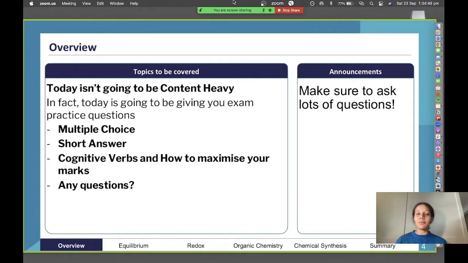You can see at the bottom we have our different topics. We'll be looking at equilibrium, redox, organic chem, and chemical synthesis as our main focus topics for today. If there are other topics or more questions you want to delve into, there are lots of ATAR Notes resources that you can find related to pretty much everything you might want to cover in chem. So again, make sure to ask lots of questions.